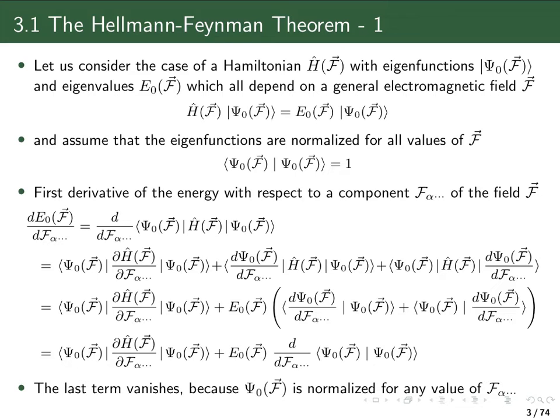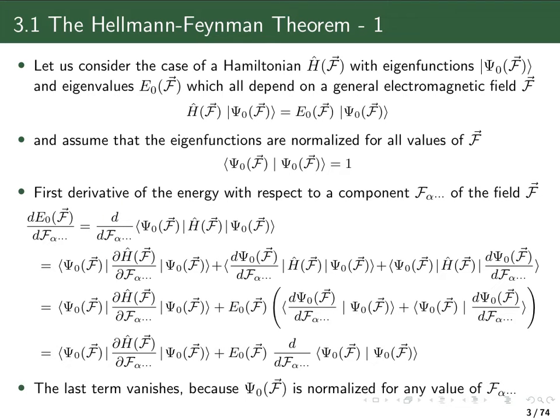Now the expectation value, of course, is an integral over the positions of the particles which the Hamiltonian describes. So that's an integral over positions, whereas here we take the derivative with respect to a component of the field. So that's different variables, and therefore we can interchange the integration here in the Dirac notation and the differentiation.